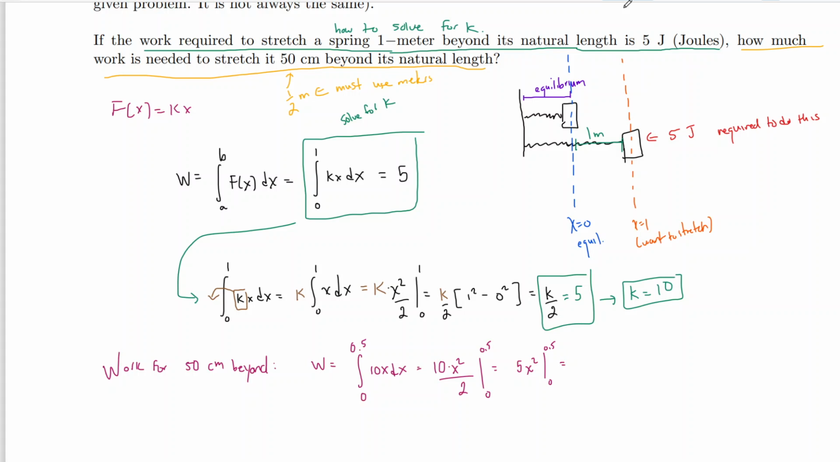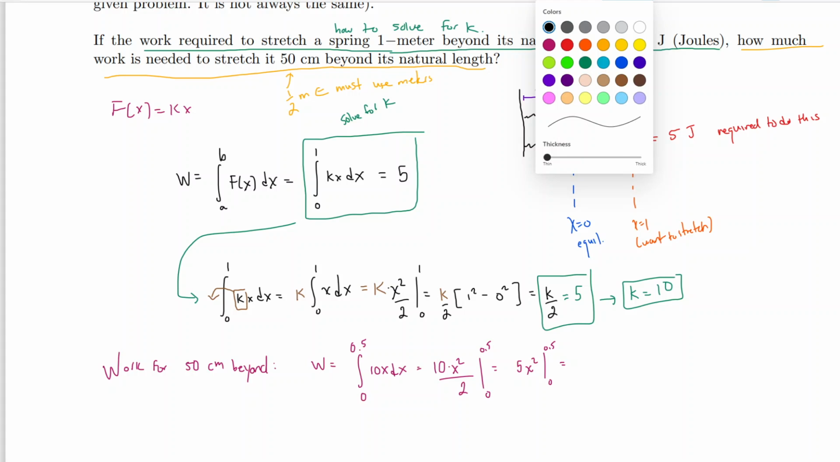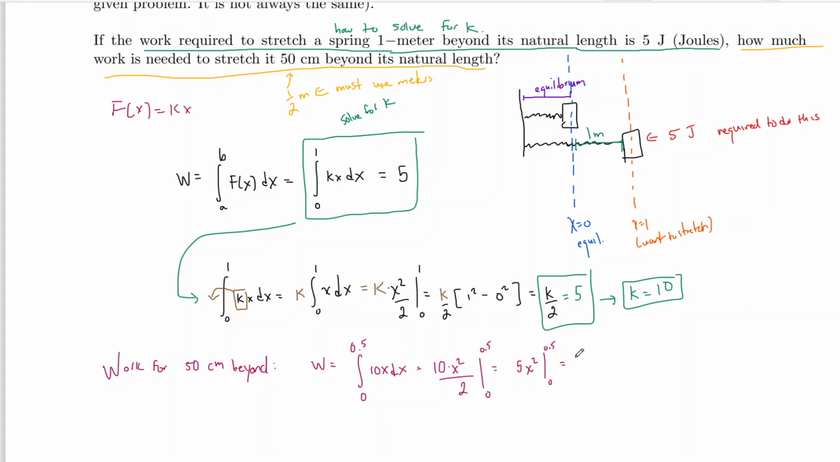And then what we can do at this point is plug in the 0.5 and the 0. We get 5 times 0.5 squared minus 0 squared. And 0.5 squared, that's 0.25. We get 5 times 0.25 minus 0, and that simplifies to 1.25. Now remember, our units for work will be the same as the work units we were already given, but because everything's in meters and joules, it's J for joules.